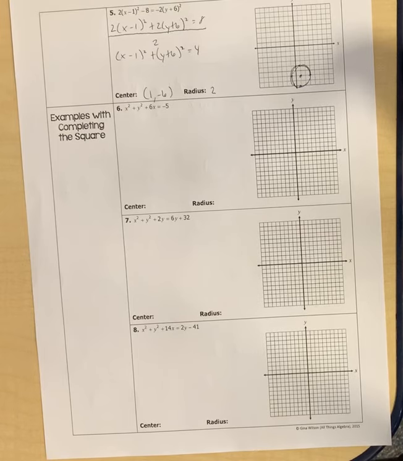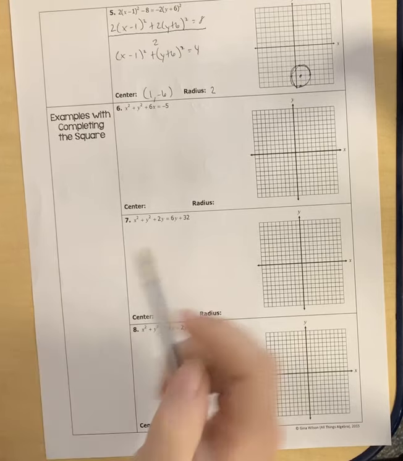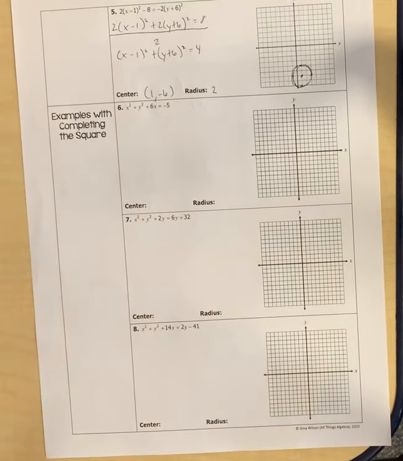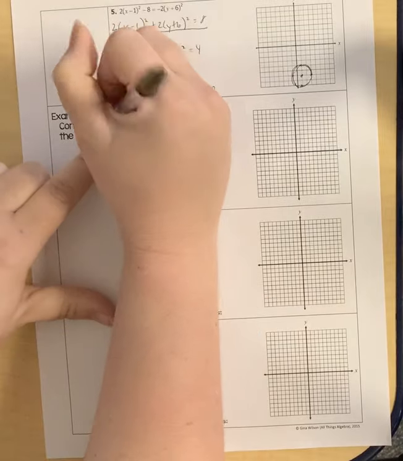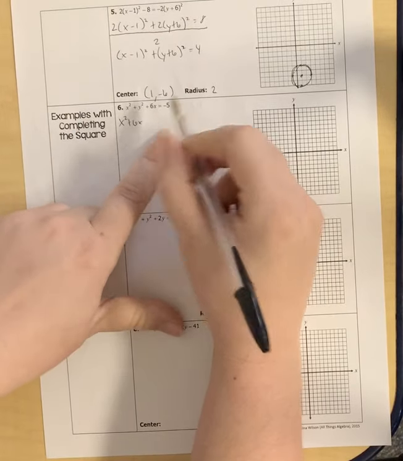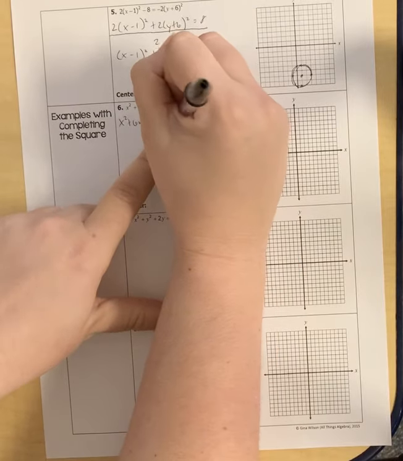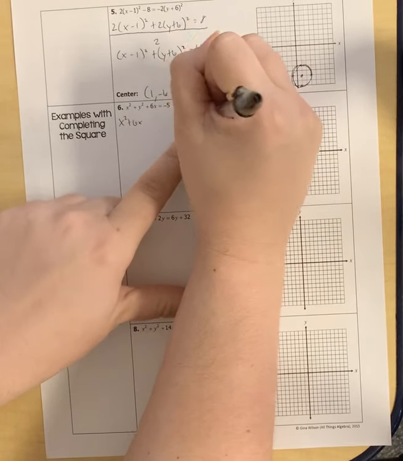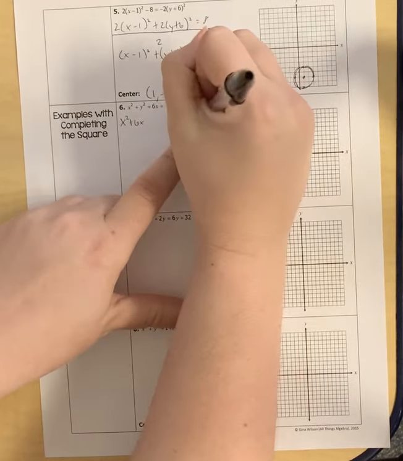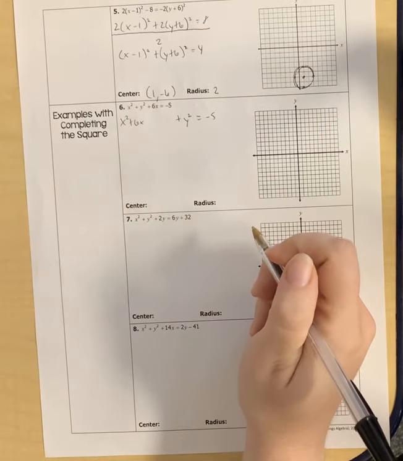Okay, so if we want to complete the square here, let's see, we want to get the x's together and the y's together. So first we have x squared plus 6x, and I'm going to leave a little gap there. Then we put the y's together, and there's nothing else with the y, so just y squared right there, and I'm going to move that -5 over to the other side.